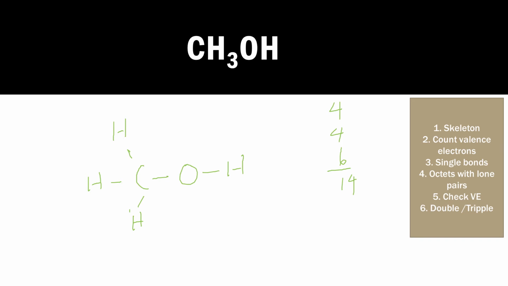Now octet for carbon: 2, 4, 6, 8, satisfied. Oxygen has 2, 4, therefore it needs 4 more electrons. So we put 4: 1, 2, 3, 4. So now count valence electrons again. You can see 2, 4, 6, 8, 10, 12, 14. Therefore 14 over here, so remainder is 0. Therefore this is the Lewis structure for methanol.